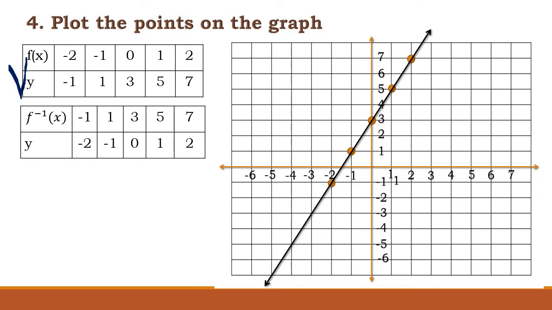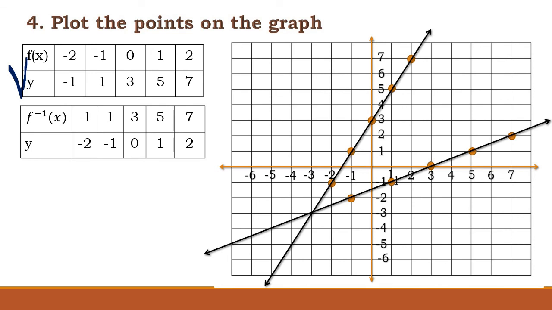Next, let us see the graph of the inverse. We have negative 1, negative 2. Then 1, negative 1. Then we have 3, 0. We have 5, 1. And we have 7, 2. Let us connect the points. Also, the line is straight.